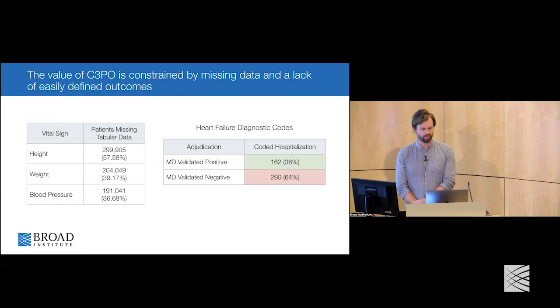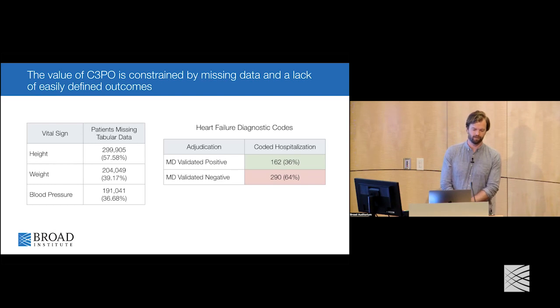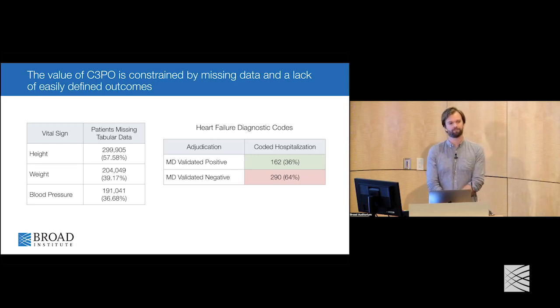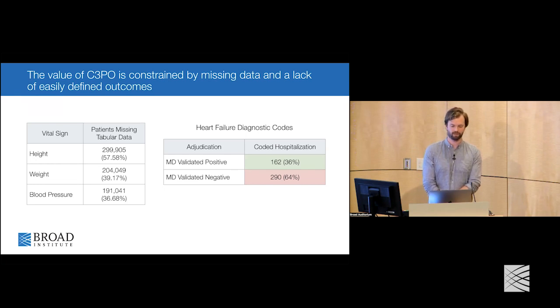So that was all great, but when we started digging into the data that we had collected for C3PO, we identified at least two significant general types of problems. One being that even for what one would think very common measurements such as height, weight, blood pressure, there's a really substantial amount of missingness, which drastically limits the amount of C3PO that we can utilize, which is unfortunate.